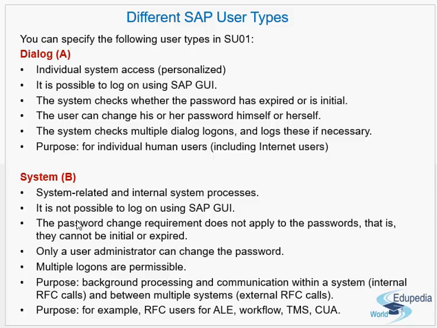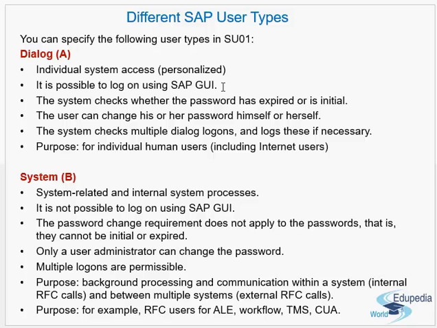The first one is the dialog user. When you select a dialog user, it has the following characteristics. It will provide individual system access, personalized access. It is possible to log on using SAP GUI. Then the system checks whether the password has expired or is initial, okay? Individual system access means when a user is given a user ID of type dialog, you will be able to directly log on to SAP GUI, okay? So this is for individual system access.